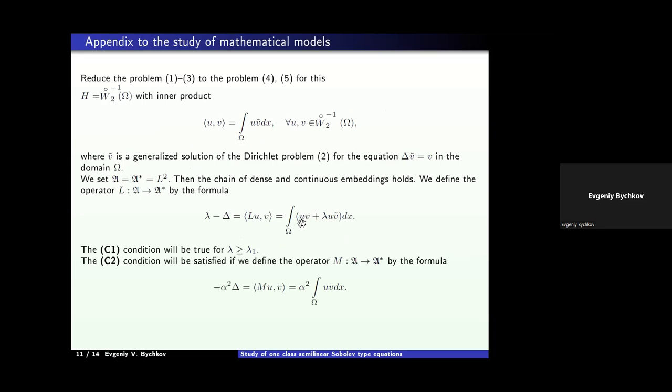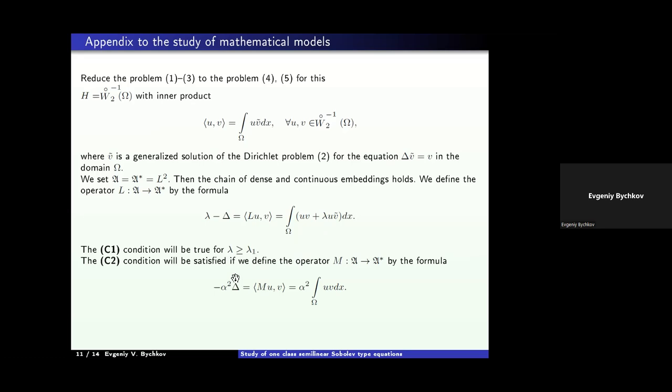For example, if we choose the space H equal to the Sobolev space and its dual, with inner product, where v with theta is a generalized solution of the Dirichlet problem. We set Gothic A equal to L2, then the operator A is given by the formula. The condition C1 will be true for lambda greater or equal to lambda 1.